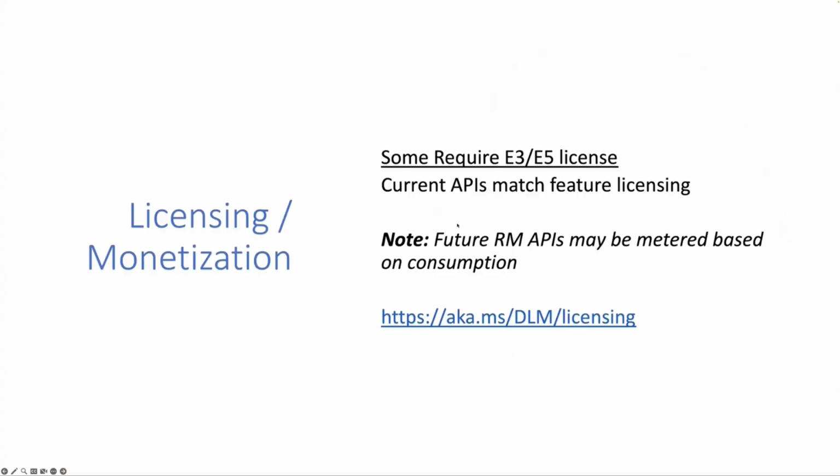Quick word about licensing and monetization. Some operations require an E3 license, some require an E5. The key takeaway there is the current APIs match the feature licensing, right? So the feature associated with that Graph API operation that you're performing. Please do note that the future records management APIs may be metered based on consumption. So just wanted to make sure to call that out. You can learn more about licensing at aka.ms/DLM/licensing.